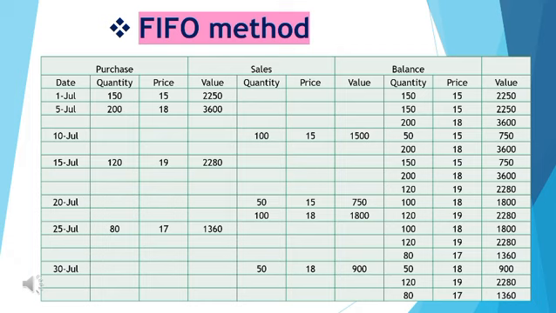On July 30th, 50 units are sold. FIFO means the oldest 100 units at 18 rupees is used first. So 50 are issued from that balance. The balance is 50 units at 18 rupees, 120 units at 19 rupees, 80 units at 17 rupees.